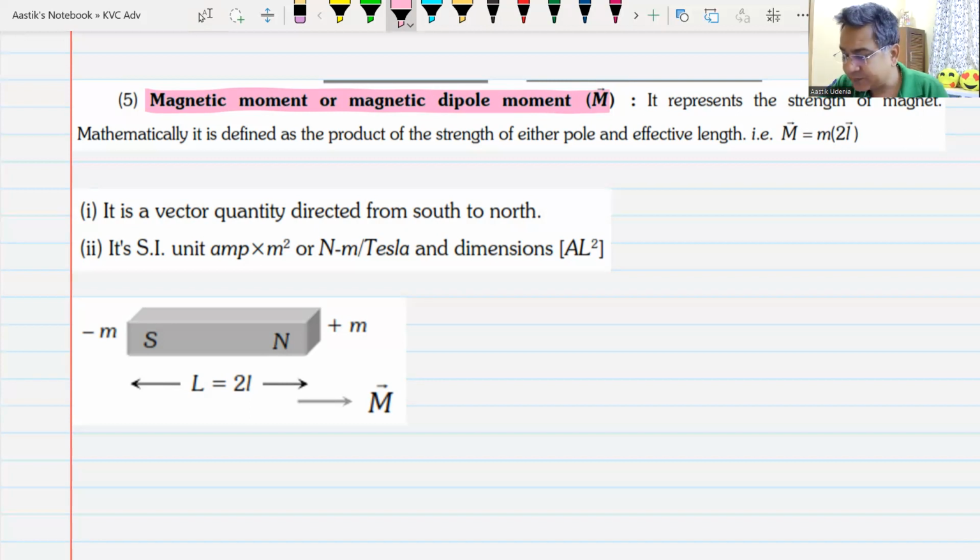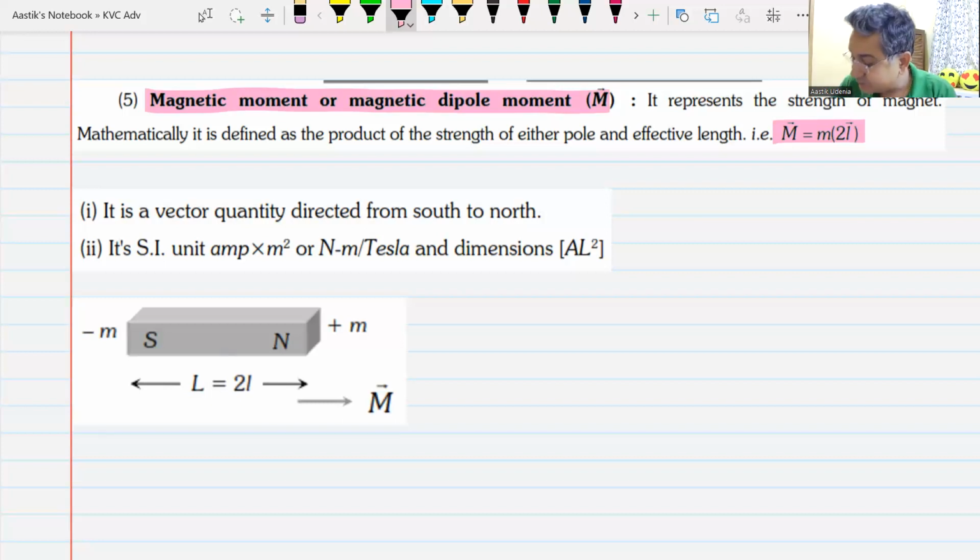We define the magnet in terms of the magnetic dipole moment, M vector. And this M vector is equal to M into 2L vector, where M is the magnetic pole strength and 2L is the magnetic length of the magnet. That means it is the effective length of the magnet, the distance between the two poles. Do we understand this? Yes.